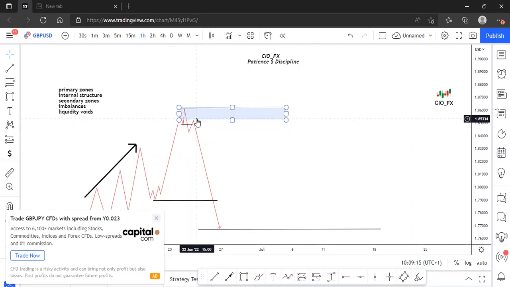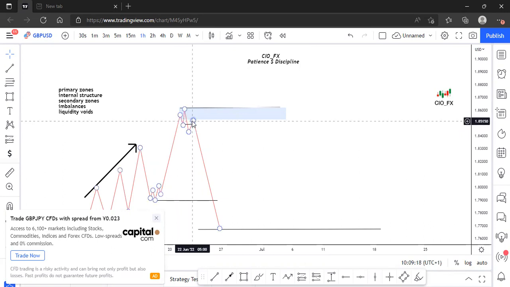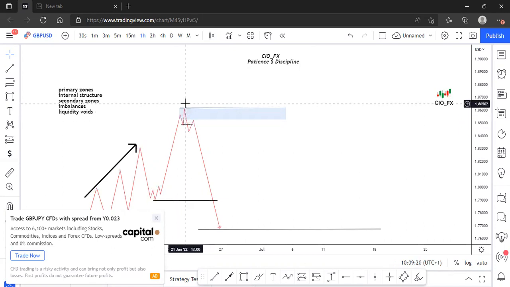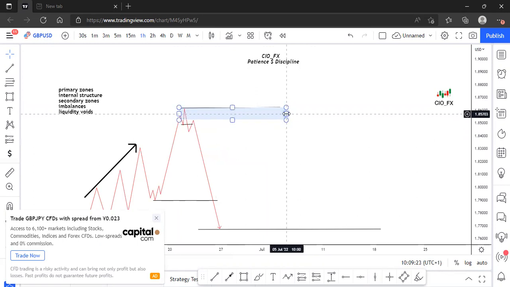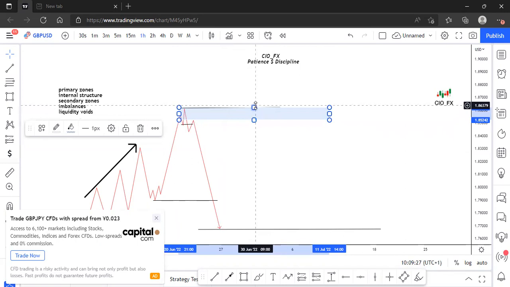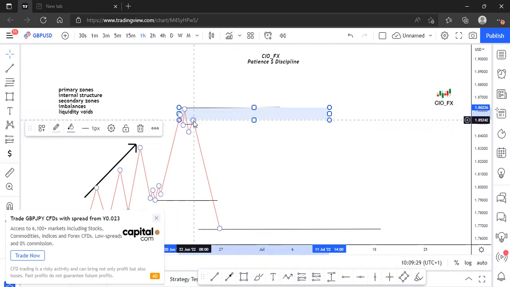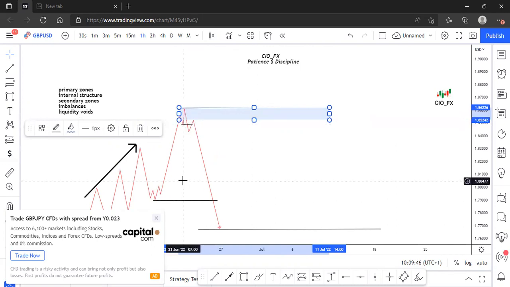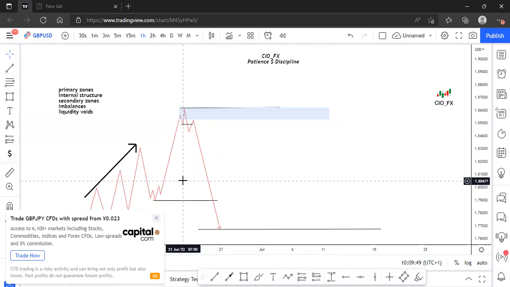After this minor break of structure, it created the high. From the top of that high to the extreme, that is your primary area, your primary zone. Are you getting it? Yes. Okay. From the top to the extreme, that is your primary area, your primary zone. So you are not interested in this one itself. You will get to understand why you are not taking this when we get to liquidity. For now, we are just identifying our primary zone.